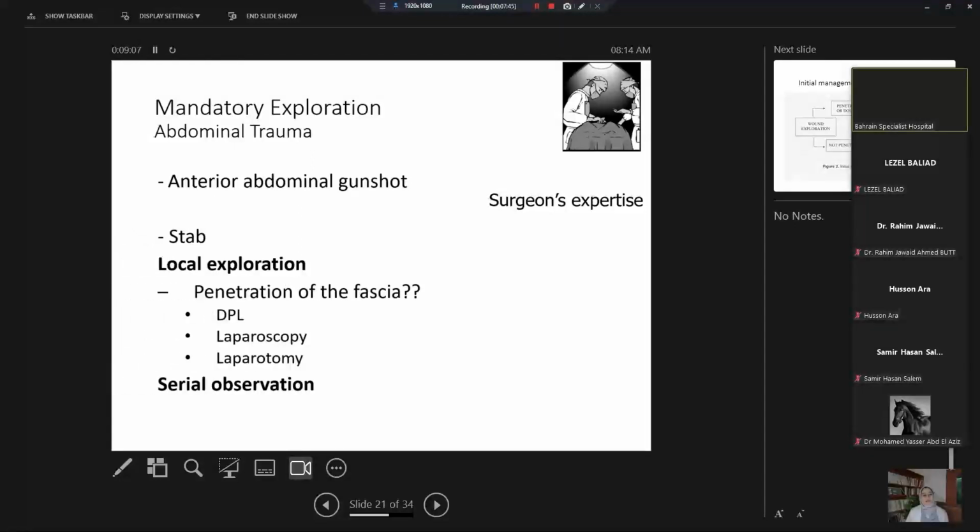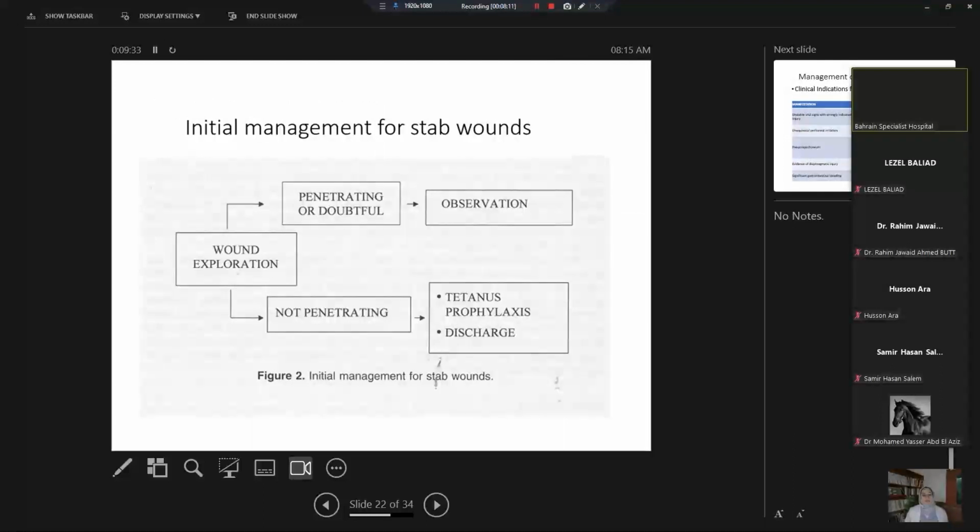When do we do the mandatory exploration of abdominal trauma? So in cases of anterior abdominal gunshot, and as we said in stab, not all patients need surgical intervention. In case of stab, we have to do local exploration first, and then we have to determine if there is penetration of fascia or if there is doubt. If there is penetration or doubtful, we will observe the patient. Of course, we will do other diagnostic methods.